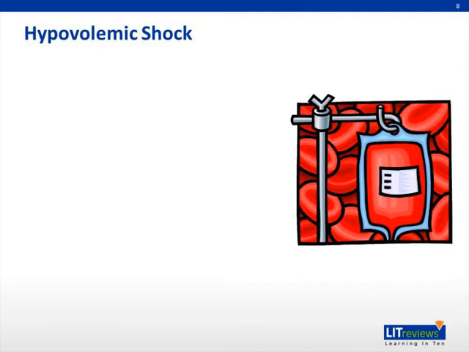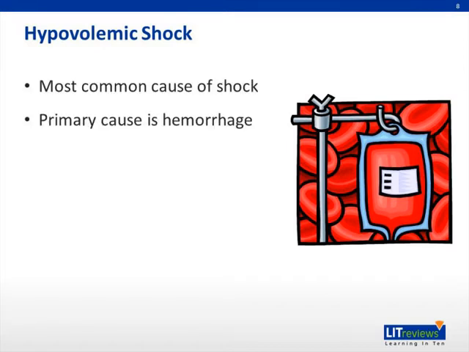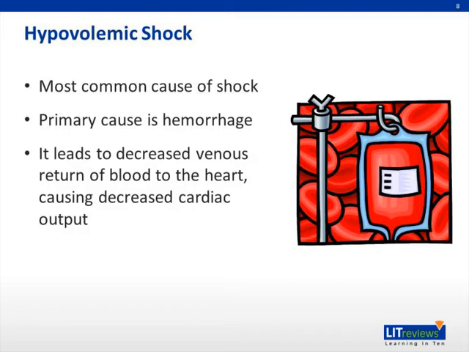Hypovolemic shock. Like I said before, this is the most common cause of shock. It's most commonly caused by hemorrhage, which you'll often see in the trauma situation or post-operatively. The largest cause of shock with regards to hypovolemia is a decreased return of blood to the heart, therefore decreasing cardiac output.